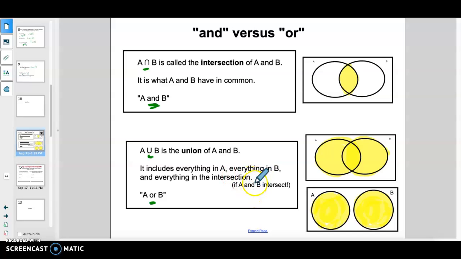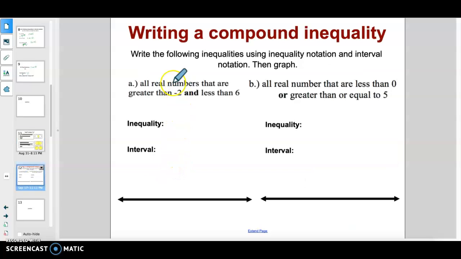I know I'm calling them A and B, but let's check them out as inequalities. Remember, AND is representing what they have in common, so think about it like the middle of a Venn diagram. In this statement it says, all real numbers that are greater than -2 and less than 6. Personally, I would draw the number line first so that you can see what this looks like.